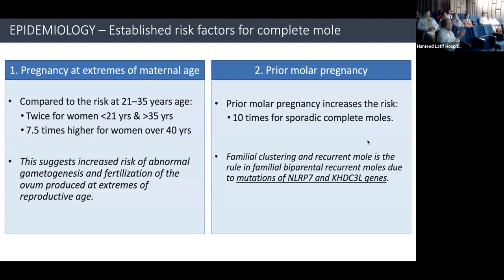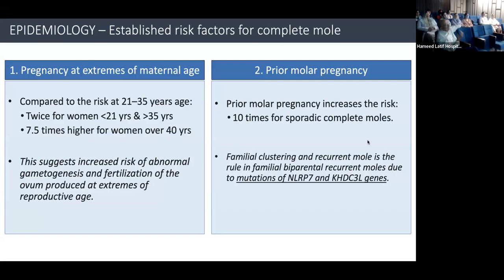So, obviously, either the ova are too immature and in the early stages, so the gametogenesis and fertilization, etc., those, because of immaturity or less maturity, I would say, make them more vulnerable to changes like that. And on the other end, it is the aging of the ova.